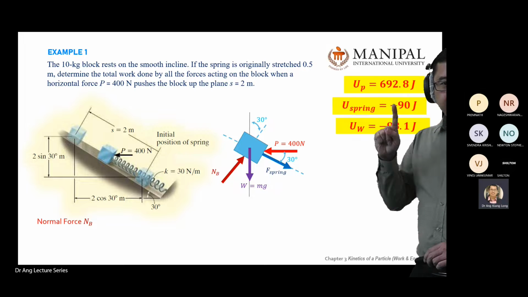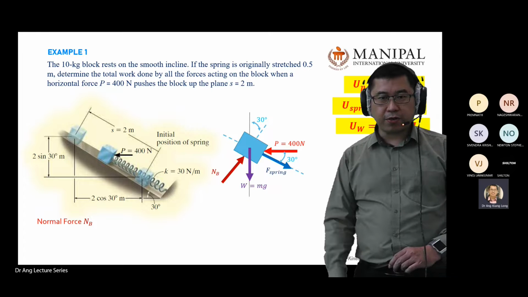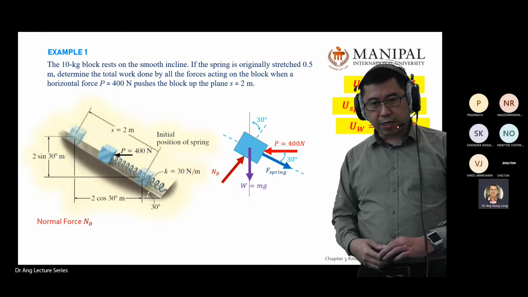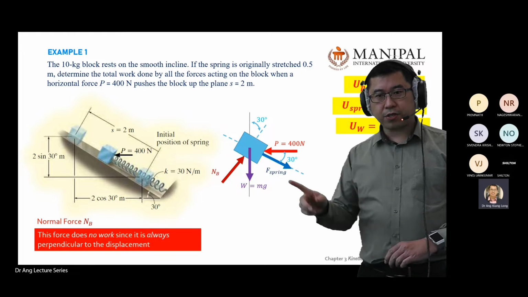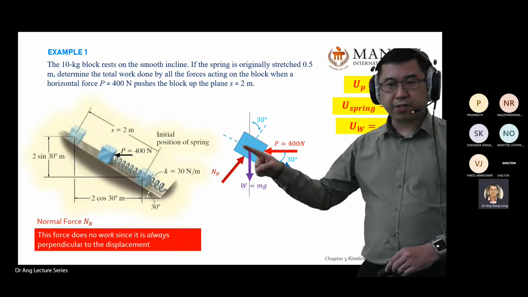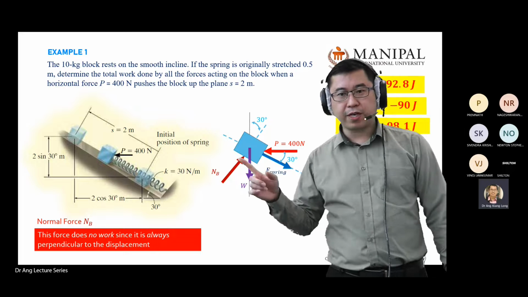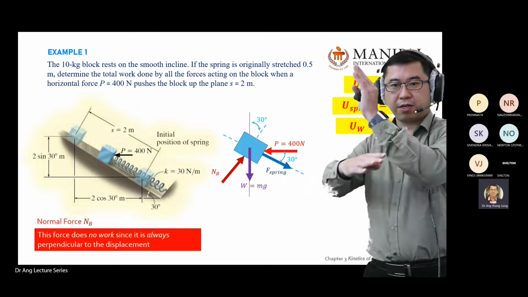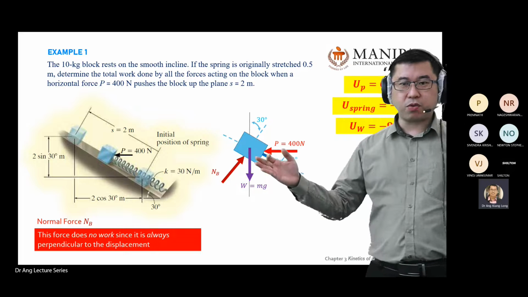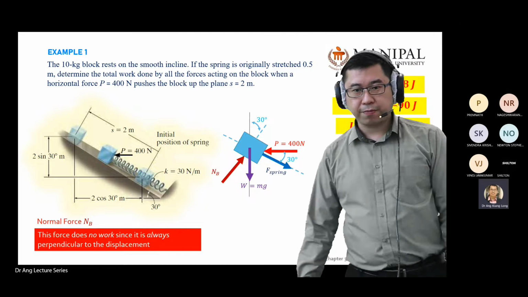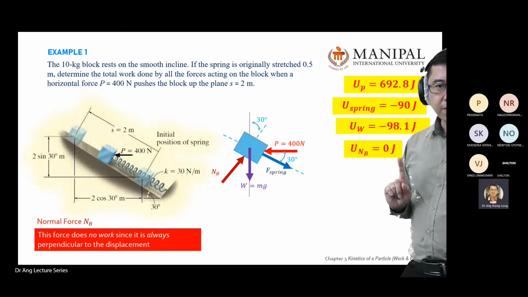We have done P, spring, weight. There's one more force, which is your normal force here. However, normal force is always 90-degree to the surface. Again, normal force is a force. However, when the force is 90-degree to the displacement, it doesn't do work. So there's zero work done by the normal force.